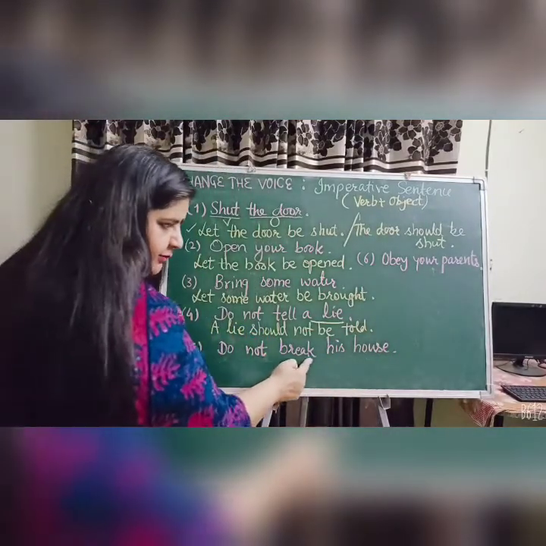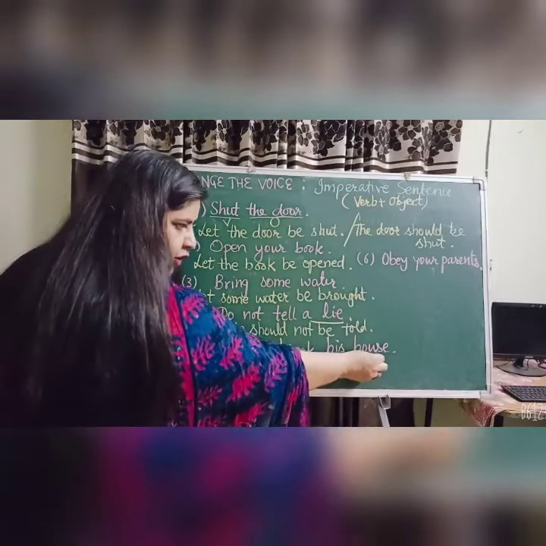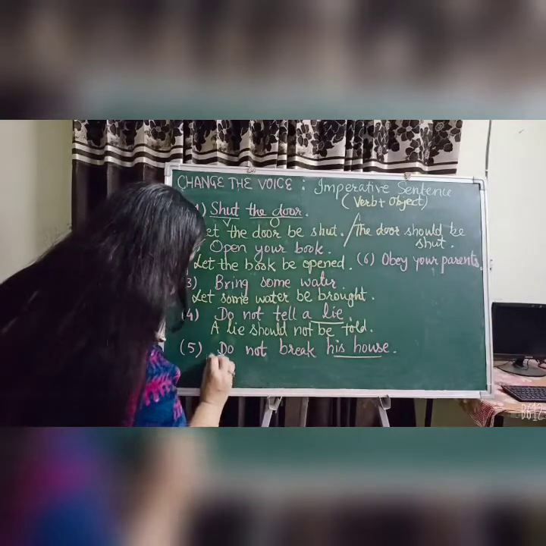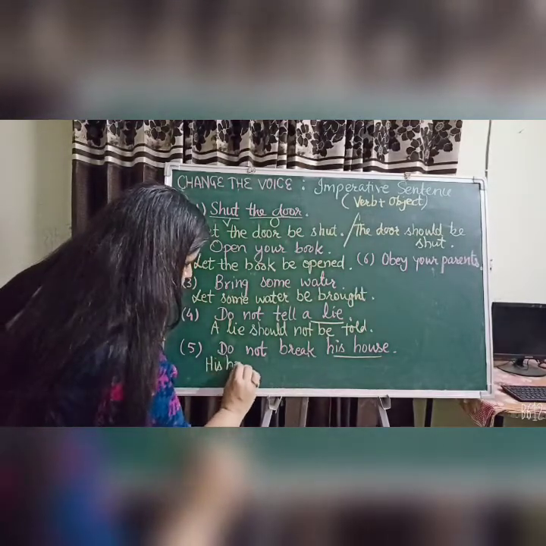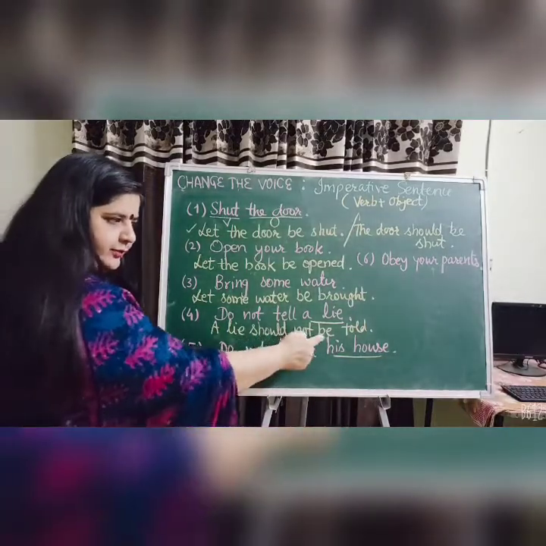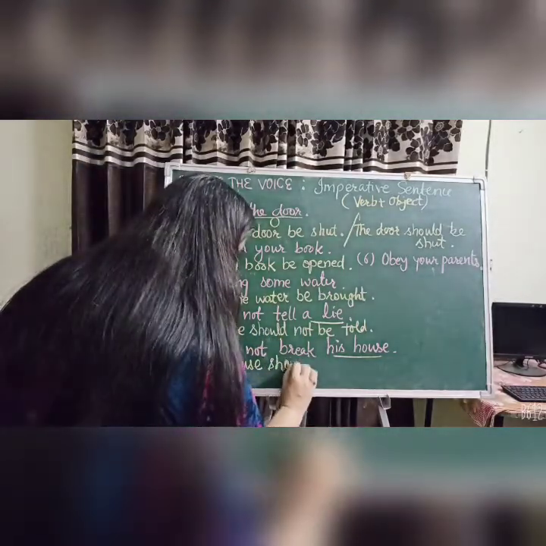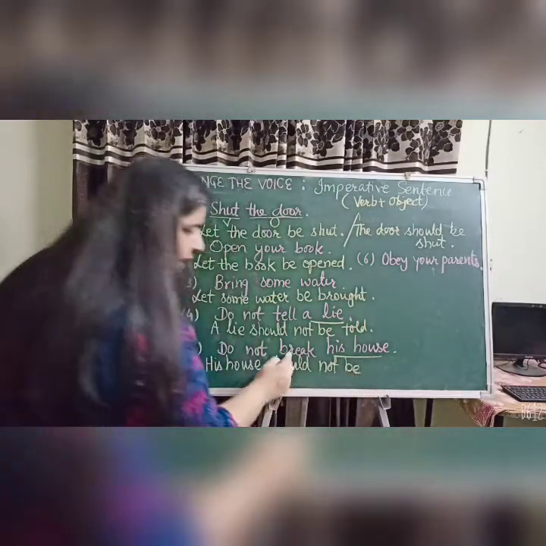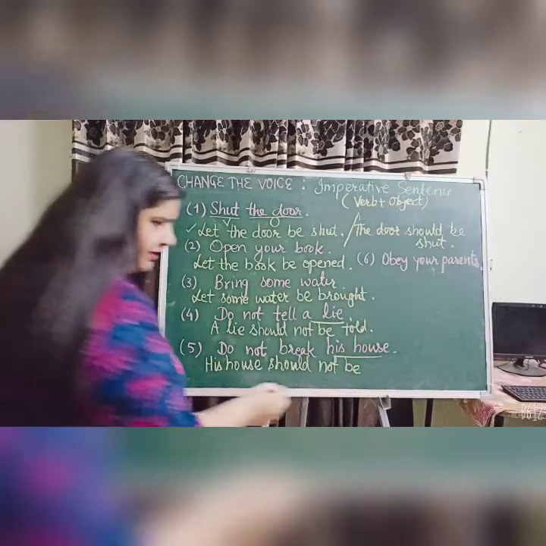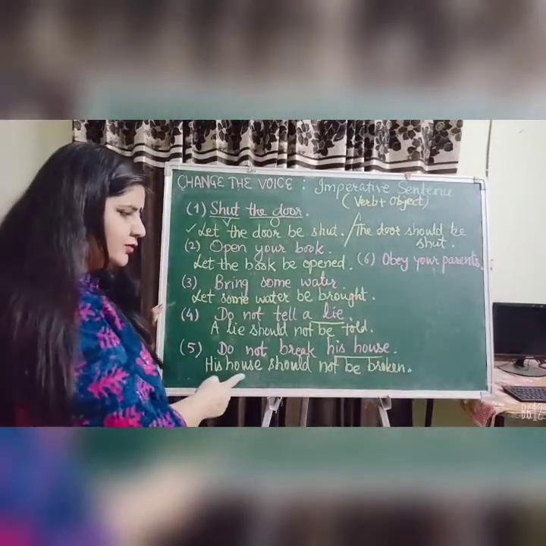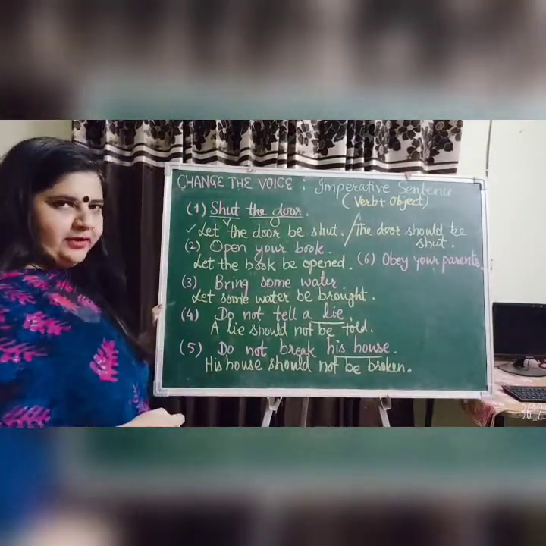Do not break his house. Object is his house. So we'll start the sentence with his house. Next, should not be. What is the third form of break? Broken. His house should not be broken.